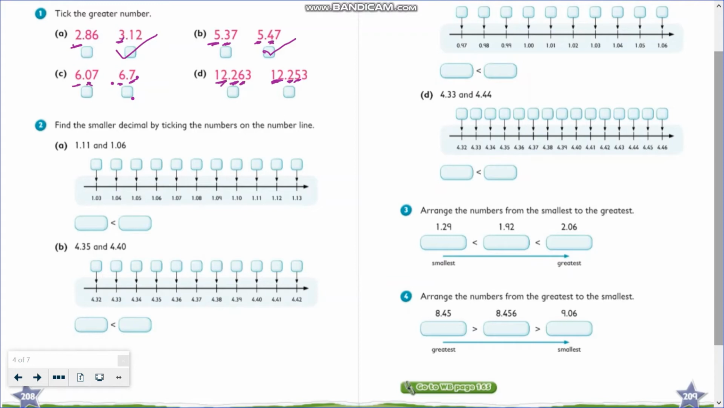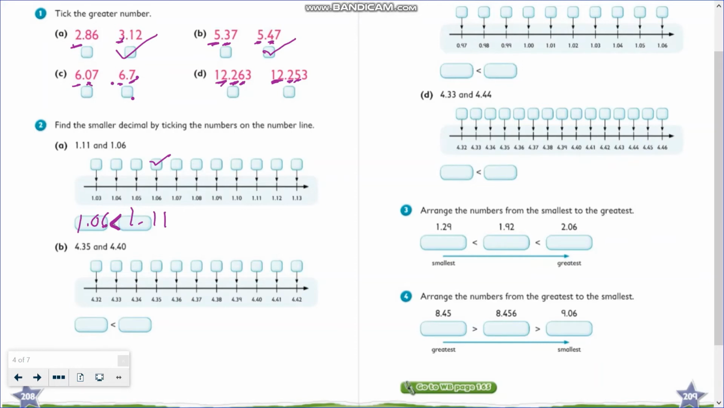Is it 1.06 or 1.11? So the answer here is 1.06. So you just have to put a tick, okay? And then write your answer here. So we write here 1.06 is less than 1.11 or 1 and 11 hundredths. Remember that the greater number is always at the mouth of the crocodile.